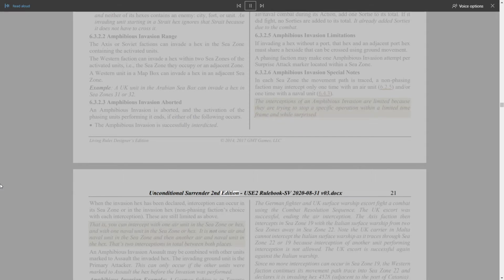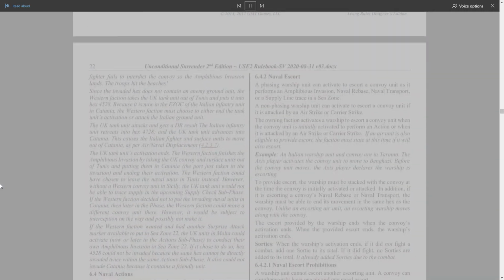Unconditional Surrender 2nd Edition, Use 2 Rulebook SV the 31st of August 2020 v03.docx 21. Copyright 2014-2017 GMT Games, LLC Living Rules Designers Edition.